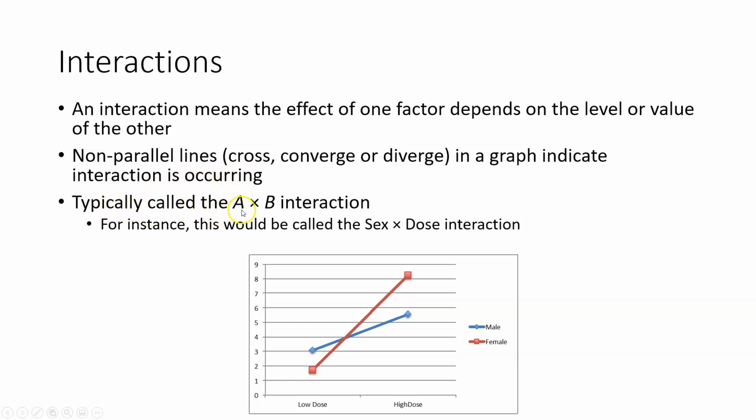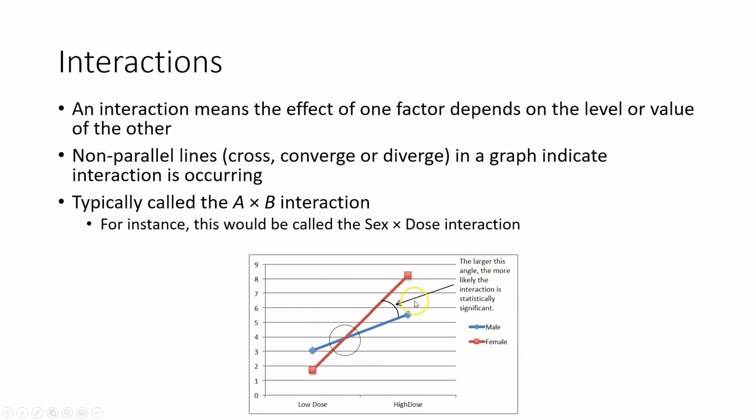Typically we call this the A by B interaction. We don't actually use the letter A and the letter B. I'm just substituting in letters right now to represent the fact that we put in some word here for factor A and a word here for factor B. So for instance, in this case, we would call this the sex by dose interaction. So here we've got sex and here we've got dose, and we would call this interaction here the sex by dose interaction.